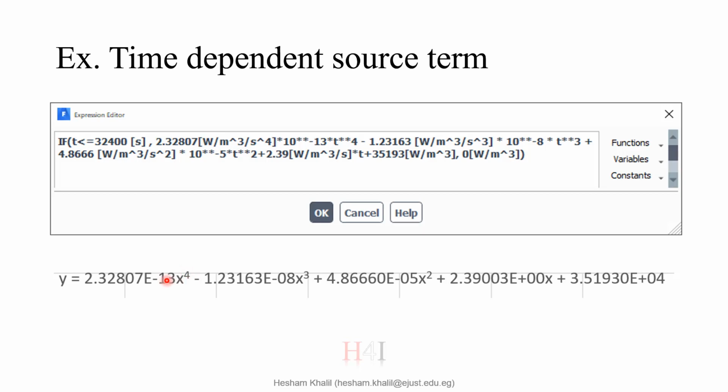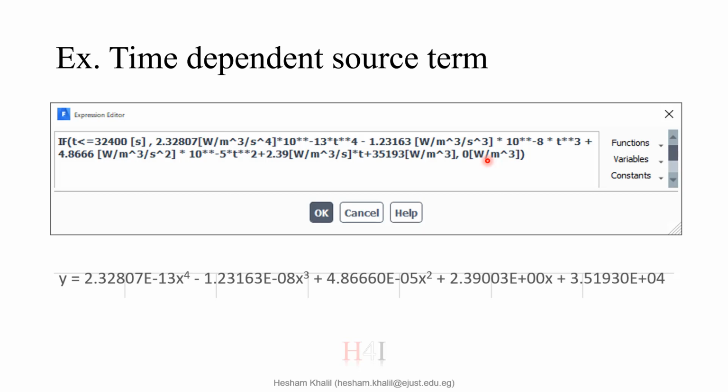So each of these numbers must have a unit. This will be watt per meter cube per second to the power 4. This one will have watt per meter cube per second cube. This one watt per meter cube per second square, and so on. Okay? This is how I wrote the equation, which will be executed if the condition is true. After that, I put a comma. Then the last equation is the one which will be executed if the time is greater than 32,400, which is 0.